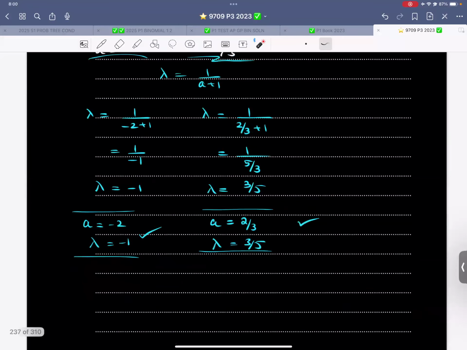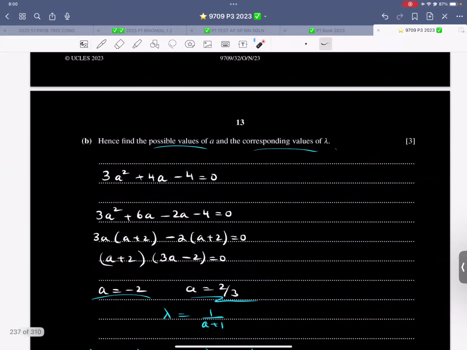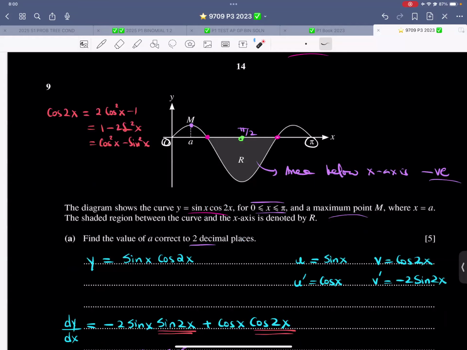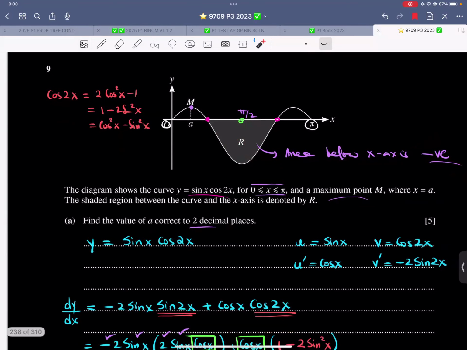This one, another nice question. This question number 9. It says the diagram shows the curve y equals sine x cos 2x for x between 0 and pi, and a maximum point M, that's M over here, where x is equal to a. The shaded region between the curve and the x-axis is denoted by R. So shaded region is below the x-axis. Area below x-axis will come out to be negative. That's natural. Find the value of a correct to 2 decimal places.